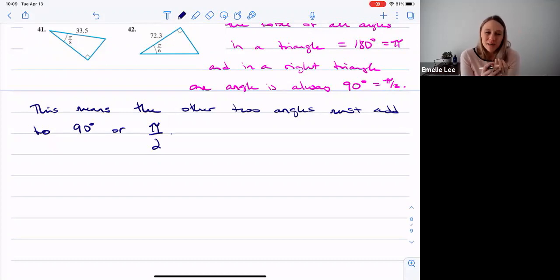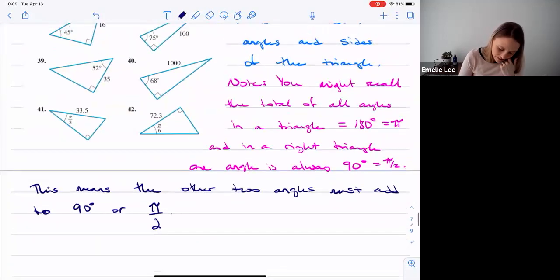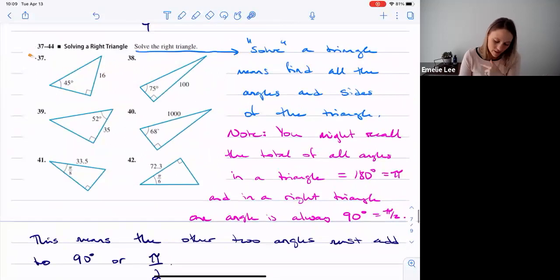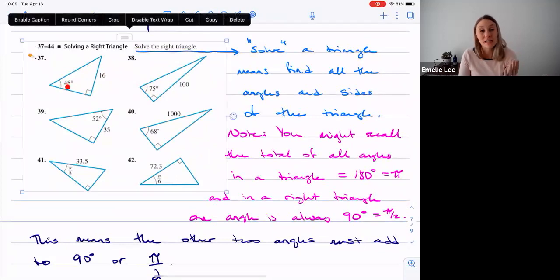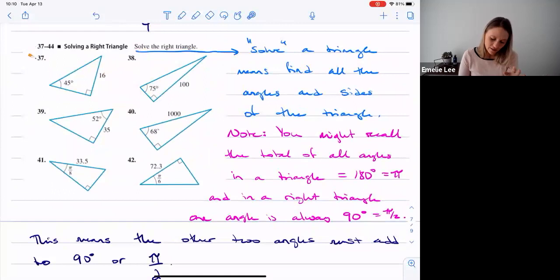If I have an angle in here, which I do in all of these, right? I have the right angle and I have one of these angles, so I can easily find the third angle, right? Making sure that they all add up to pi or 180 degrees. So that's easy enough. And then what I can do is I can use the angles.